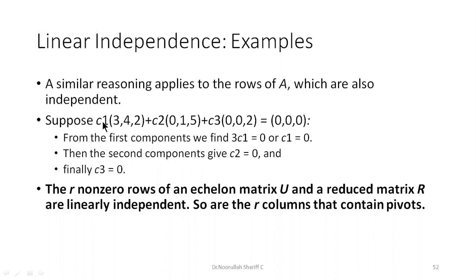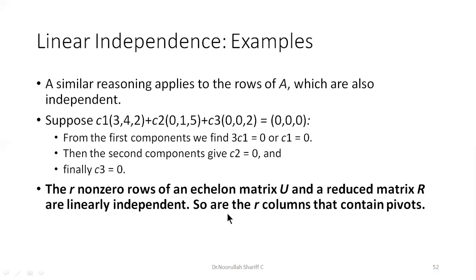Second equation will be 4C1 plus 1C2 plus 0C3 is equal to 0. So 0C3 is already 0, and we had already got C1 is equal to 0. So therefore we are going to get 1C2 is equal to 0, and that will give us C2 is equal to 0. Similarly, finally, you can get C1 times 2 plus C2 times 5 plus C3 times 2 is equal to 0. Already C1 and C2 are zeros here, so therefore C3 will be 0. Okay, so thus we can solve this.